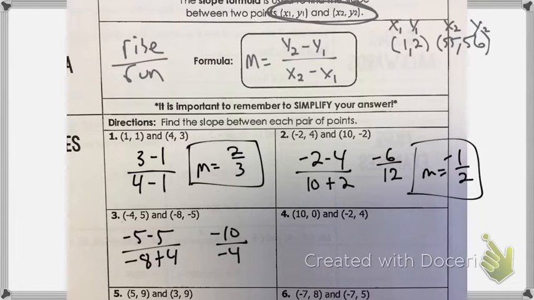But here's what you're going to notice. What's a negative divided by a negative? Positive. So my answer is 5/2 for the slope there, okay?